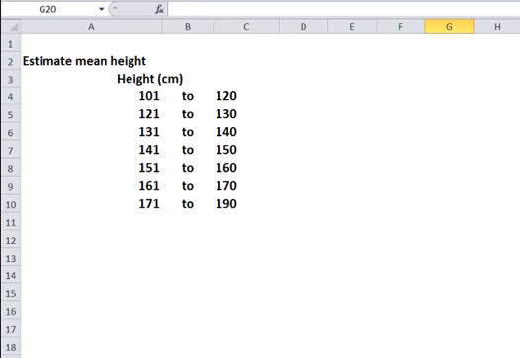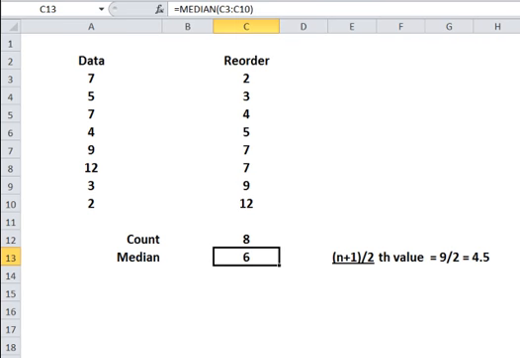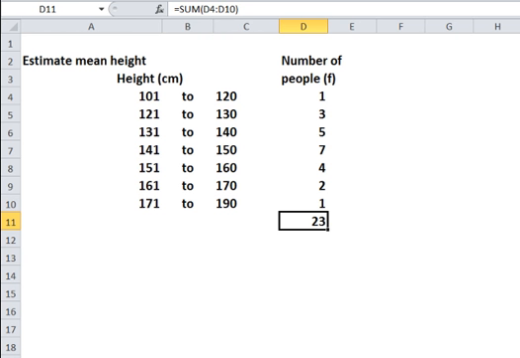If we have grouped data, this time the data runs from 101 to 120, 121 to 130, and so on, so it's grouped. If that's the case, then we could have the number of people, the frequency, within this height range, for example. So one person is in that range, their height is between 101 and 120, one's 171 to 190, 7 is in here.